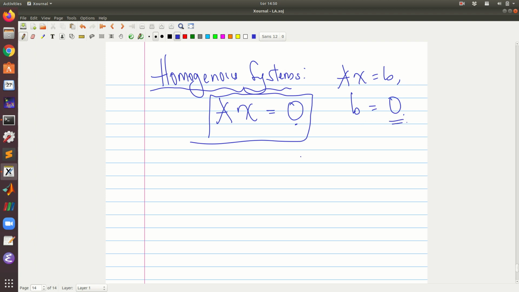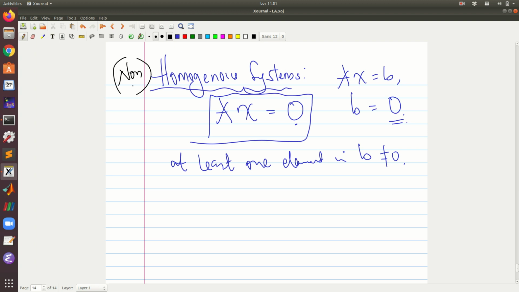If at least one element in b is nonzero, then the b vector is not 0, and the system is non-homogeneous. Alright? So today the purpose is for us to look at some of the elementary aspects concerning these homogeneous systems.